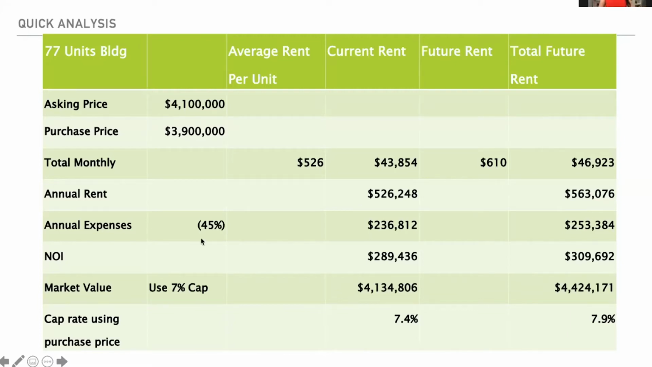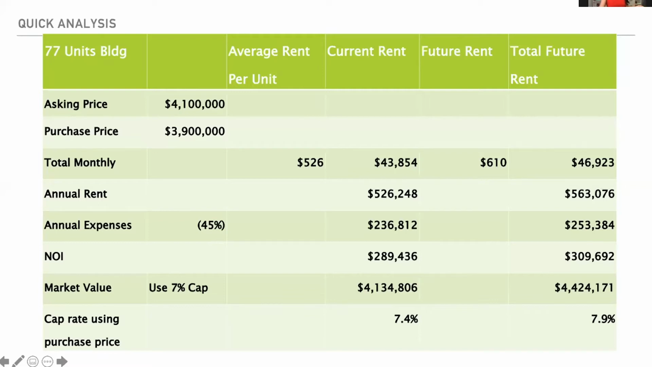And because this is a Class C property, I typically use a very quick 45% expense ratio. For Class B, I might use a little bit lower number, but for Class C I typically use 45. Some people might use 40, some people might use 50. 45 is just my number. So I estimate about 45% expenses. That way, annual rent minus expenses, I get my net operating income, $289,000.